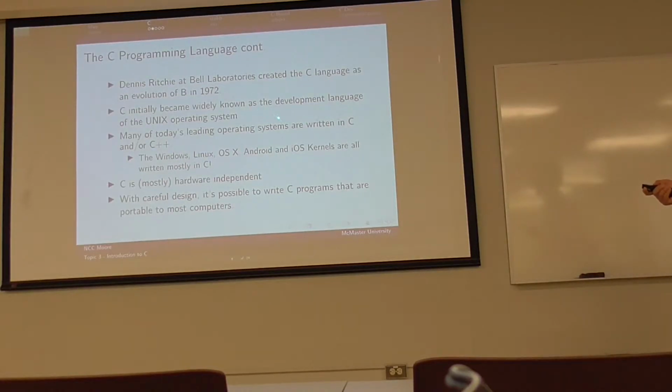C initially became widely known as the development language of the Unix operating system. Many of today's leading operating systems are written in C and or C++. Windows, Linux, OS X, Android, and iOS kernels are all written mostly in C. And again, it's because you can't beat the speed.